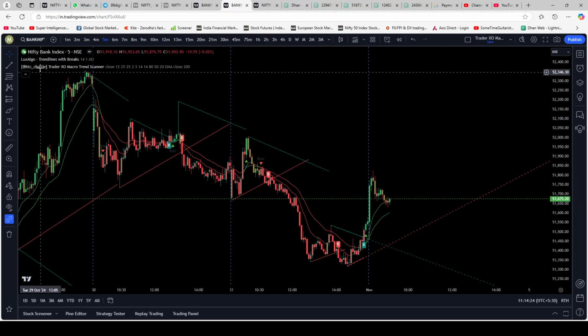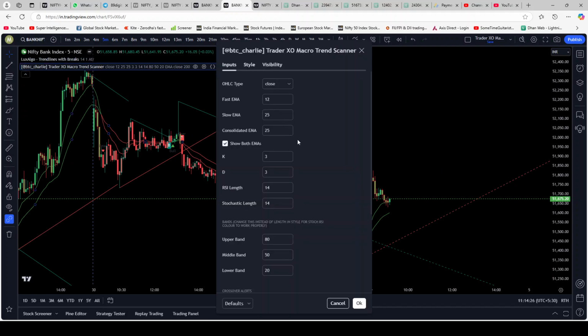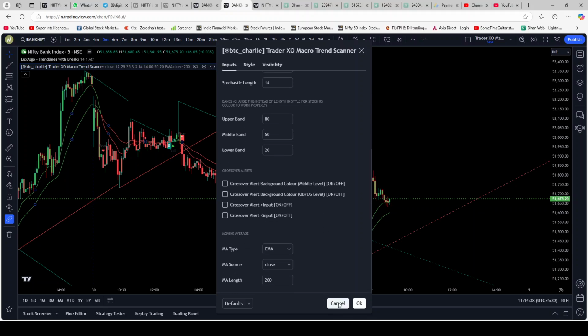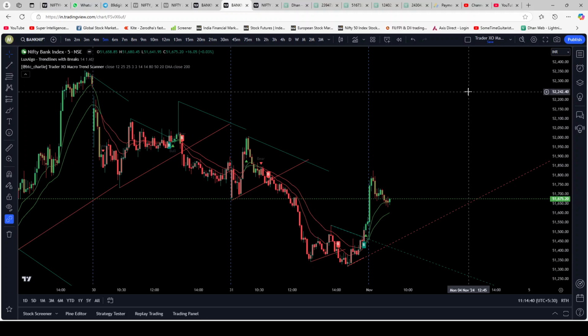I don't even want to discuss the settings because it's no use. We are using everything default. So it's using fast EMA at 12, slow EMA at 25, consolidated EMA at 25. But who cares? When something works, it just works. So we don't need to try and research it any further. No use reinventing the wheel, guys. If a path works, just take that path.